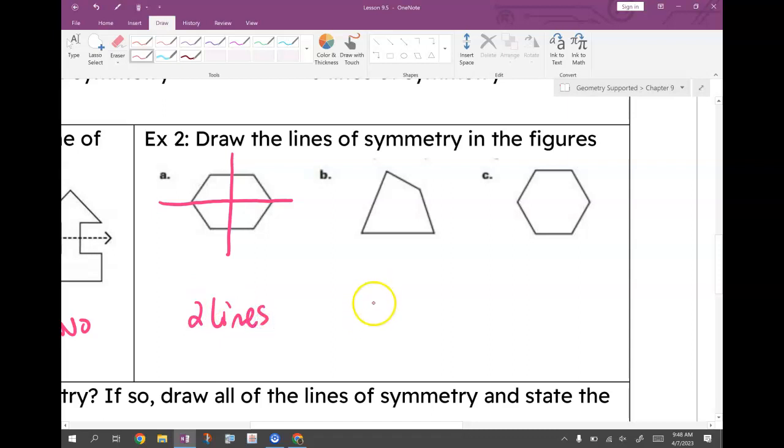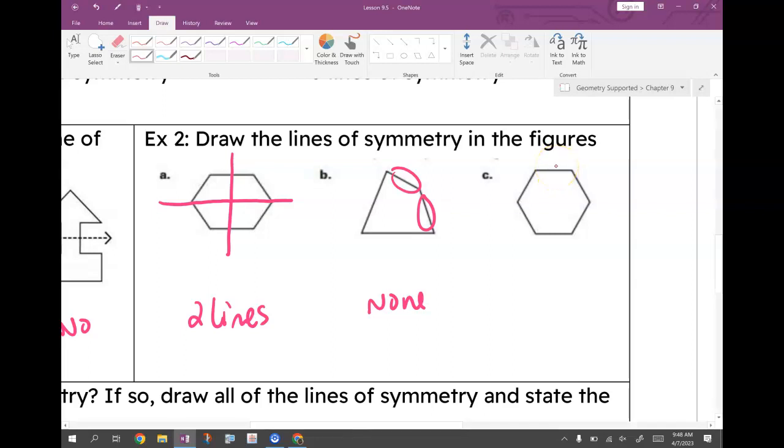B, we've already talked about that. This side and this side would have to be equal for it to actually be a diamond. So that one is none. How many do you guys think on C? A lot. 6. This one does have a lot.